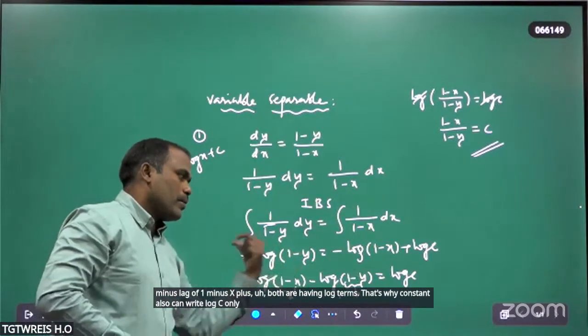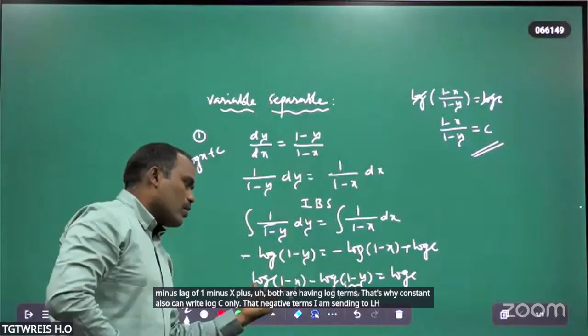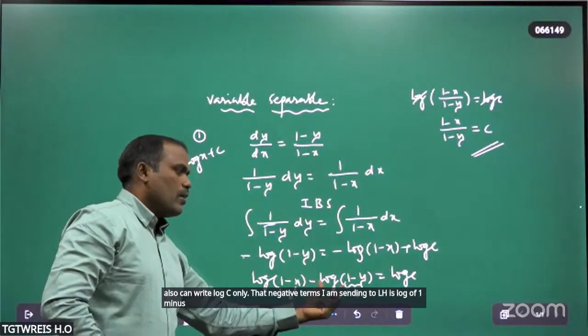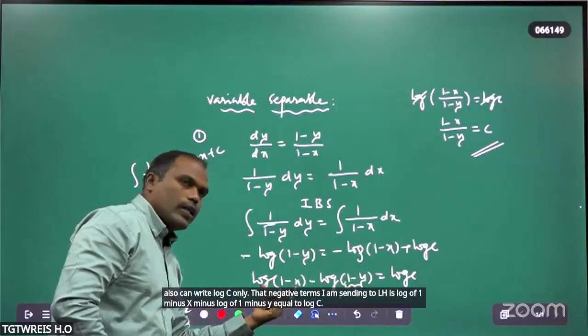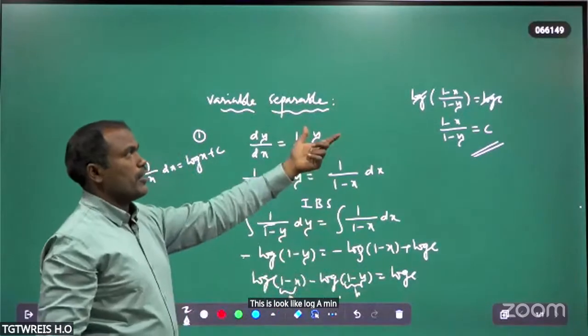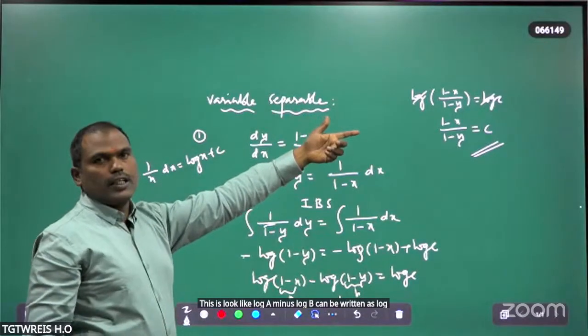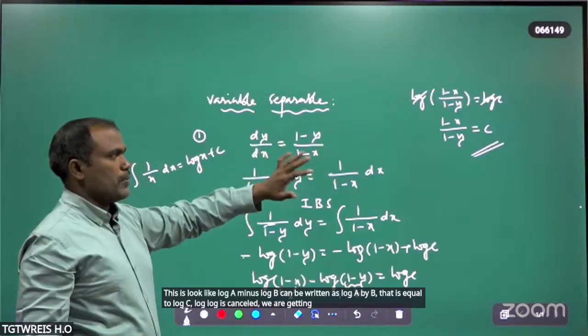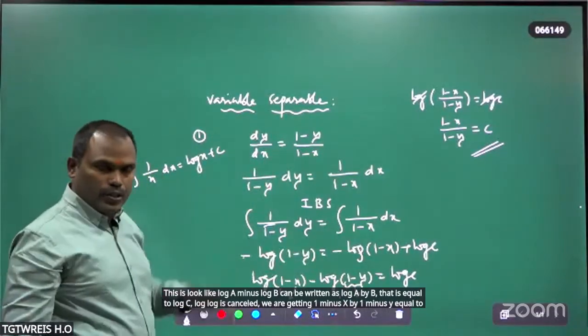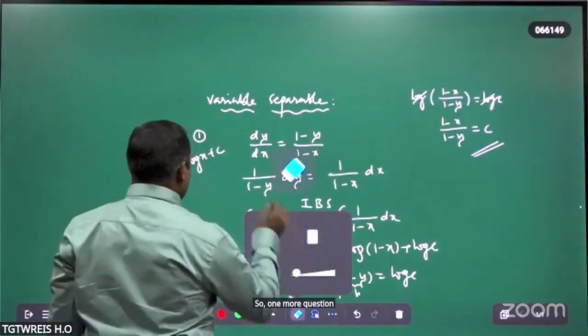That negative term I am sending to the LHS. Log of 1 minus x minus log of 1 minus y equal to log c. This looks like log A minus log B, which can be written as log A by B, that is equal to log C. Log is cancelled. We get 1 minus x by 1 minus y equal to C. So one more question.